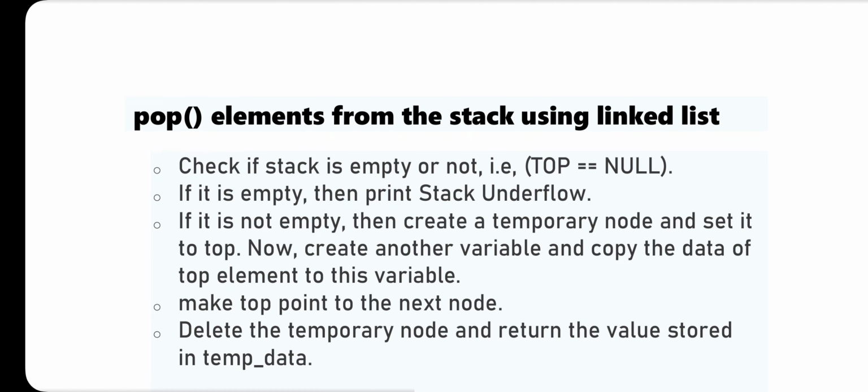So let's see how we can pop elements from the stack using linked list. Check if the stack is empty or not, that is, checking if top equals null. If it is empty, then print stack underflow. If it is not empty, then create a temporary node and set it to top. Now create another variable and copy the data of the top element to this variable. Make top point to the next node. Delete the temporary node and return the value stored in temp data.